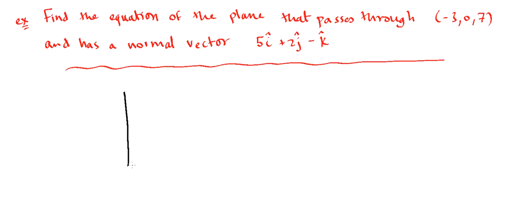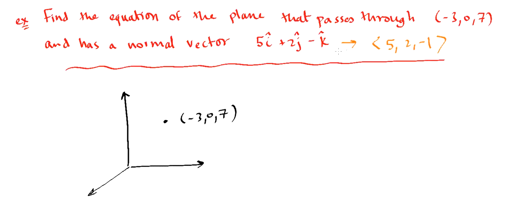So let's try and do this. So here's the 3D plane. The point negative 3, 0, 7 is going to be somewhere here. And the vector, this is 5, 2, negative 1. It's going to look something like this. And we're looking for this plane over here. And yeah, this vector is 5, 2, and negative 1.